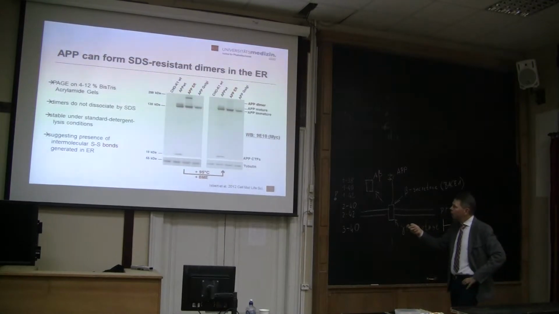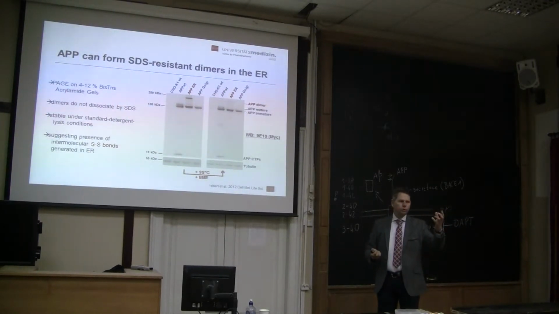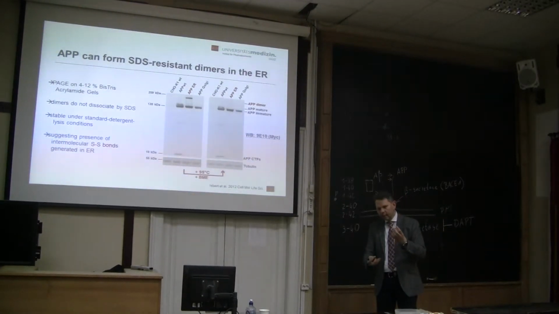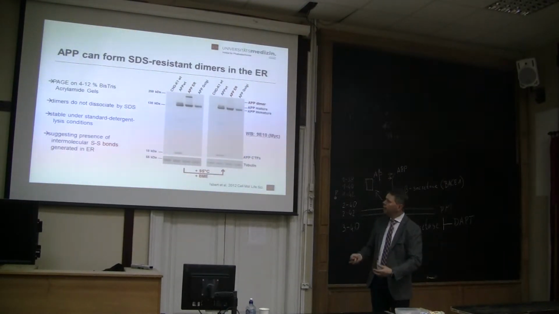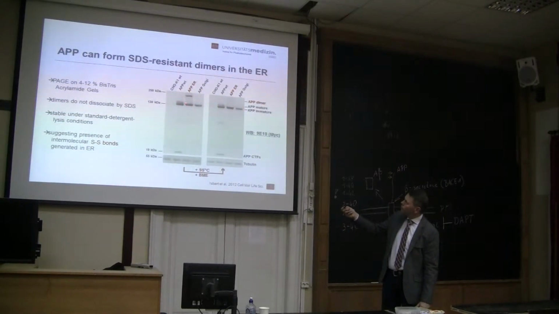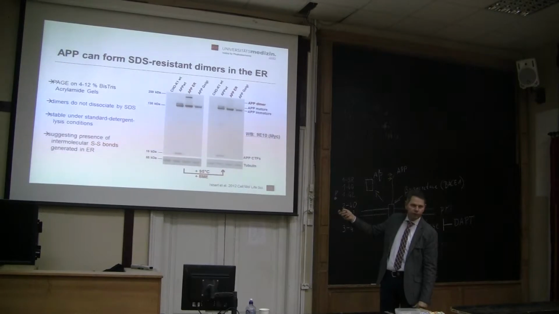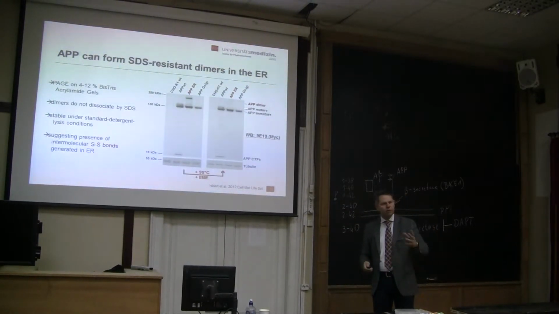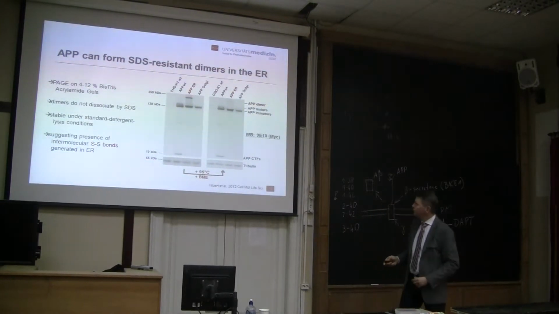Then we generated a construct which we call APP-ER. It's very easy to get a protein stuck in the endoplasmic reticulum. You just add four specific amino acids to the C-terminal tail, and then the protein is retained in the ER. And then suddenly this protein forms dimers in the ER. But it doesn't matter, this will never leave the ER. You don't get C-terminal fragments. It's stuck in the ER. We just used that construct to see where maprin might interact with APP.